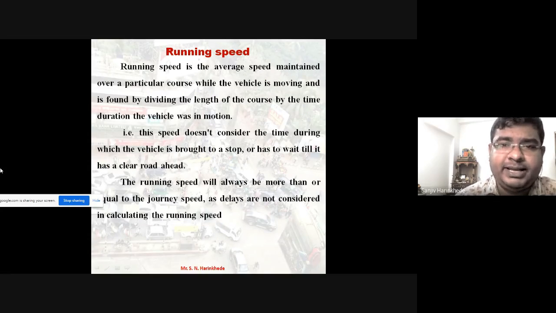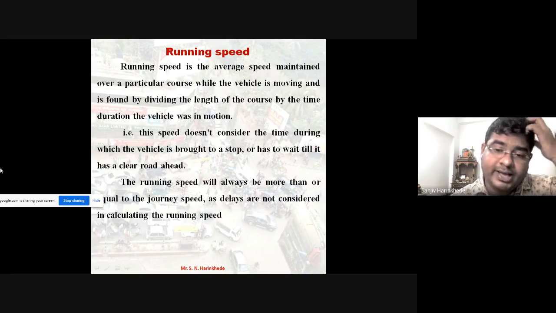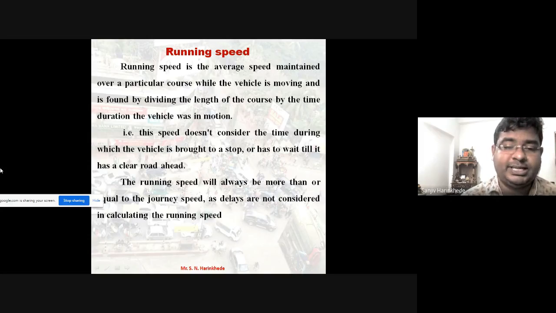Second type of speed is running speed. Running speed is the average speed maintained over a particular course while the vehicle is moving, and is found by dividing the length of course by the time duration of the vehicle in motion. That is, this speed does not consider the time during which the vehicle is brought to stop or has to wait till it has cleared the road ahead. The running speed will always be more than or equal to journey speed, as delays are not considered in calculating the running speed.